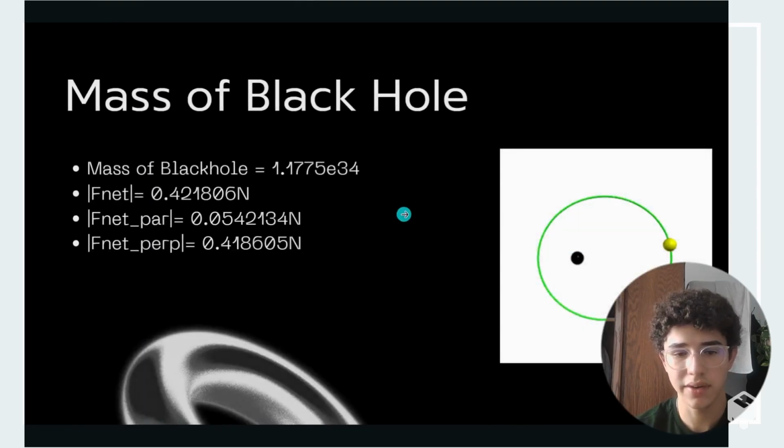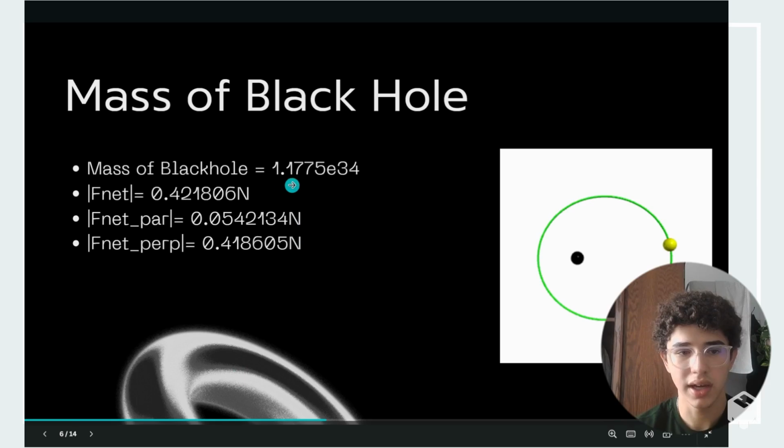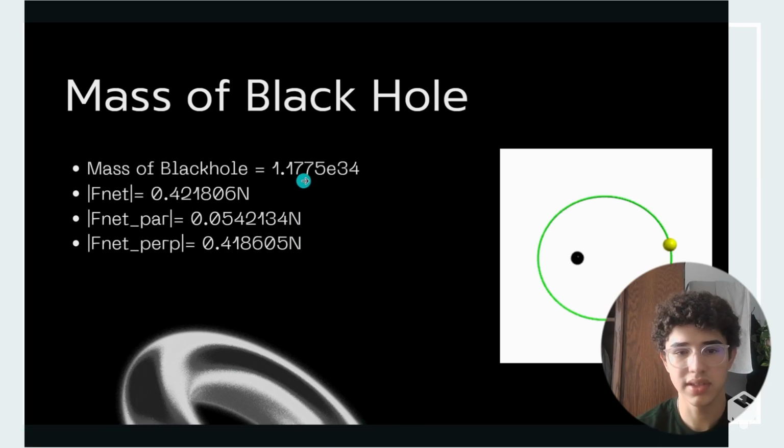Okay, so here's what I got for the mass of the black hole. I got the mass of the black hole to be 1.1775 times 10 to the 34, and it's a big black hole. And then the magnitude of force net I got to be 0.421806 newtons, and force net parallel being 0.054213 newtons, and force net perpendicular being 0.418605 newtons.